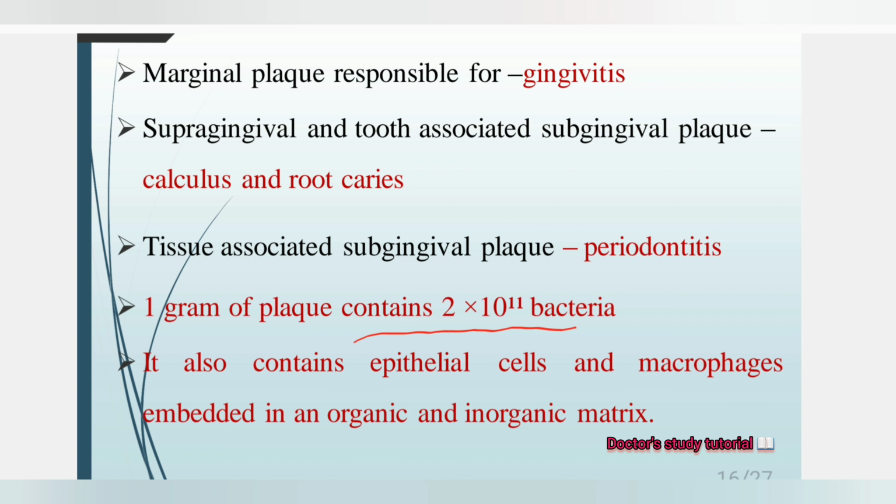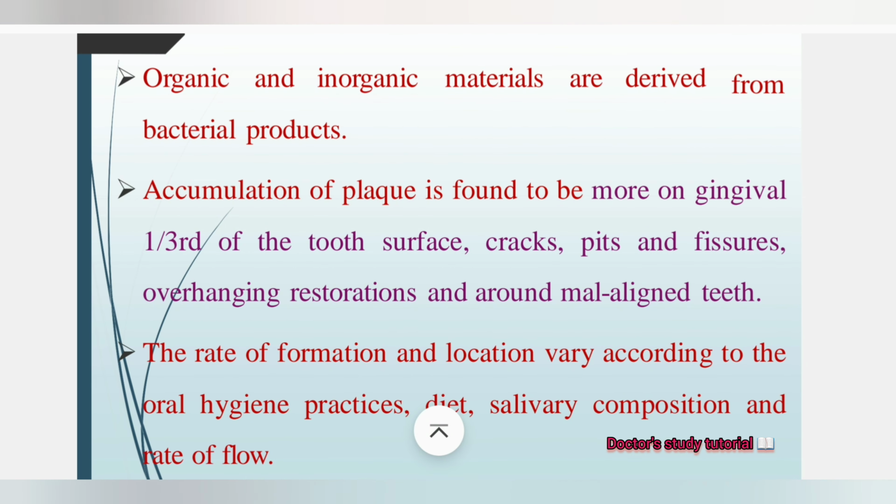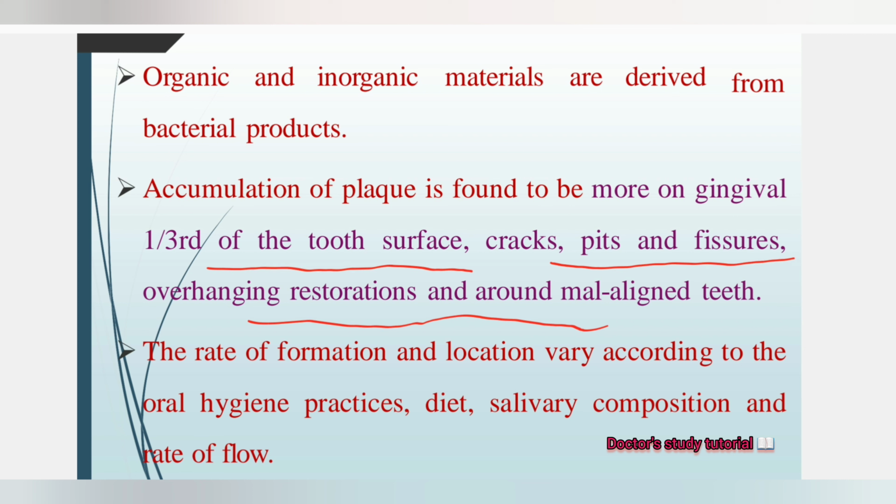It also contains epithelial cells and macrophages embedded in the organic and inorganic matrix. Organic and inorganic material are derived from the bacterial products. Accumulation of plaque is found to be more on the gingival one-third of the tooth surface, cracks, pits and fissures, overhanging restorations, and around malaligned teeth. The rate of formation and location vary according to the oral hygiene practices, diet, saliva composition and the rate of flow.